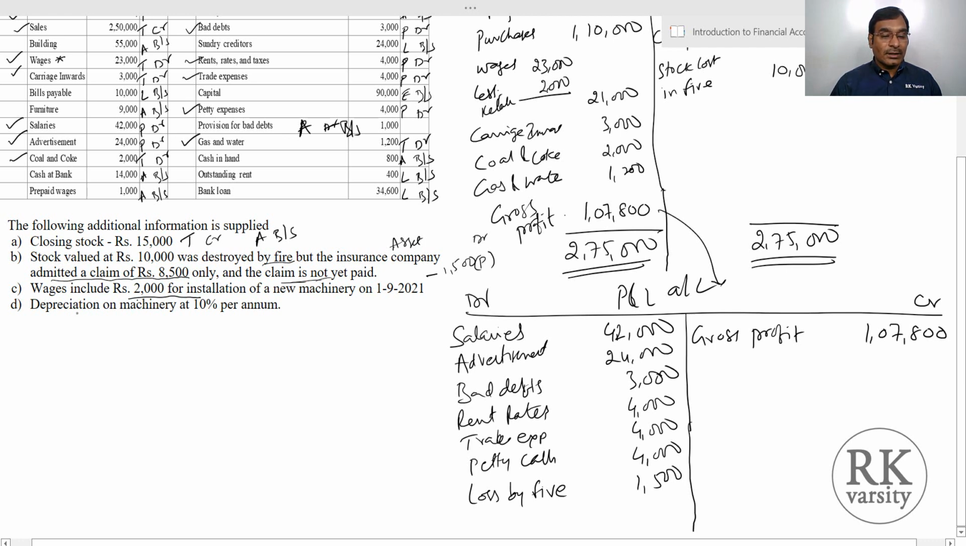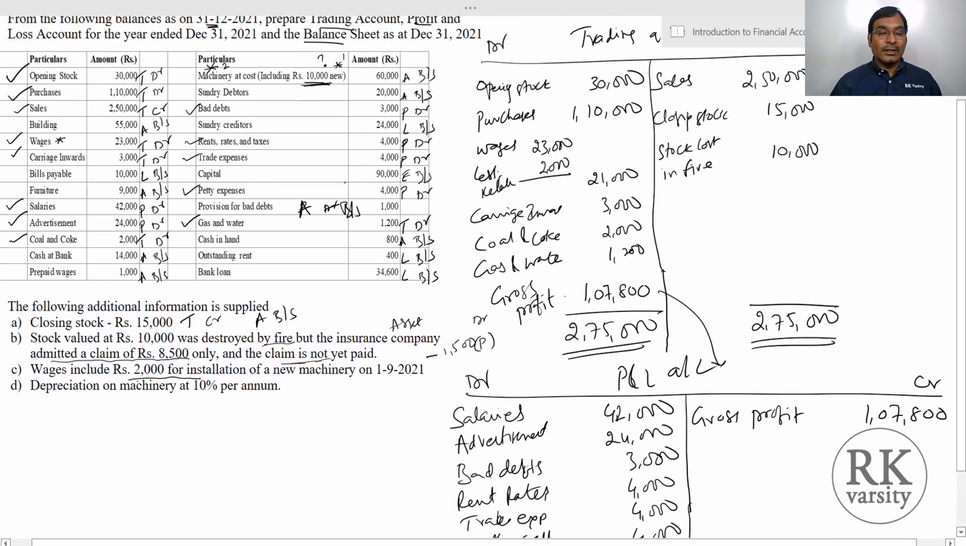So here you depreciate machinery at 10% per annum. Now look at the machinery. This machinery cost is 60,000, which includes 10,000 of new. That means 50,000 is the old machinery and 10,000 is the new machinery. And on this 10,000 new machinery, you paid wages of 2,000. So plus 2,000 wages or expenses. So this comes to 12,000. And this machinery is purchased on 1st September 2021.